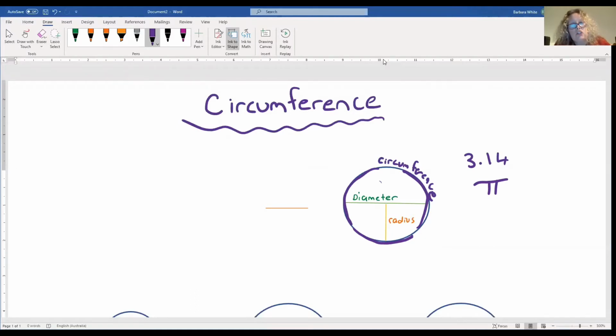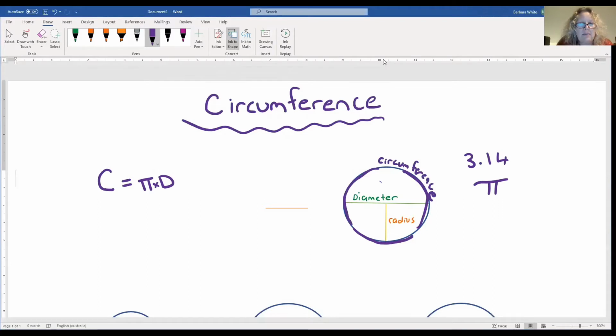So if I wanted to find out the length of the circumference of a circle, I could use a formula that says circumference equals pi lots of the diameter. Right? And you can put a times sign in there if you like, but in algebra we generally don't. So circumference is the diameter times pi, pi times the diameter.